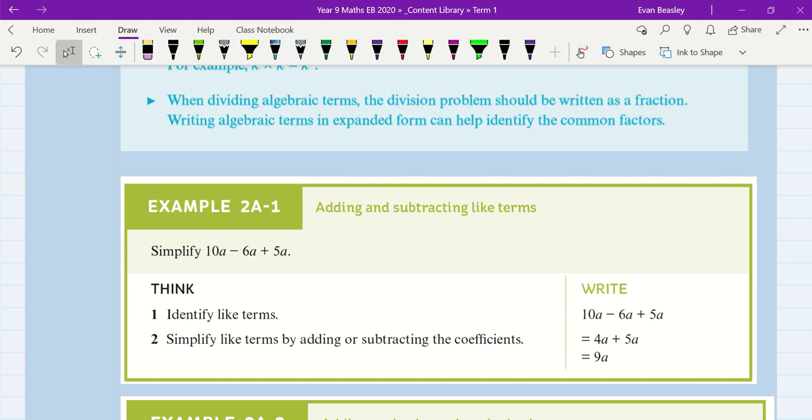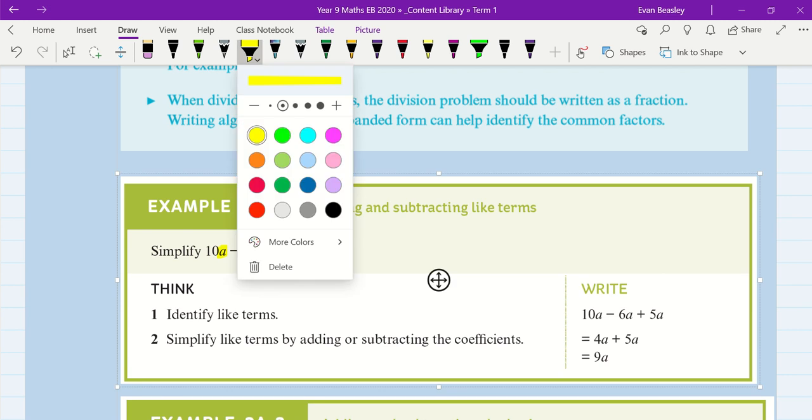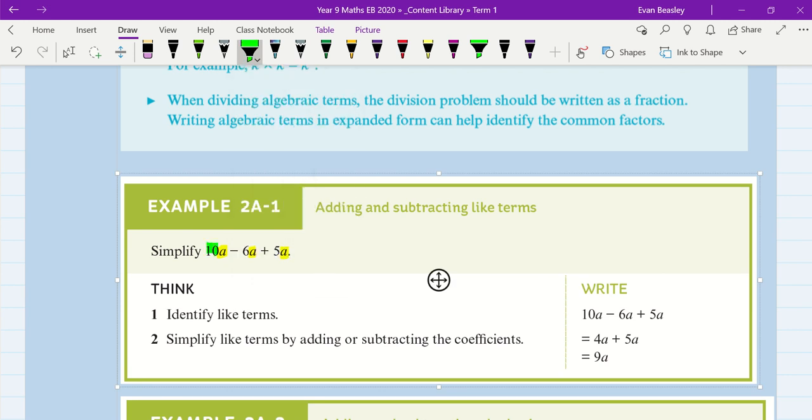So let's have a look at our first example. If we want to simplify this, we can note, yes, we have A and A. They are all exactly the same pronumerals, so they are indeed like terms. So I can add or subtract the coefficients. Now the coefficients are the numbers in front of the pronumeral. So I just say, well, 10 take 6 is 4, and 4 plus 5 is 9. So this is going to be 9A.